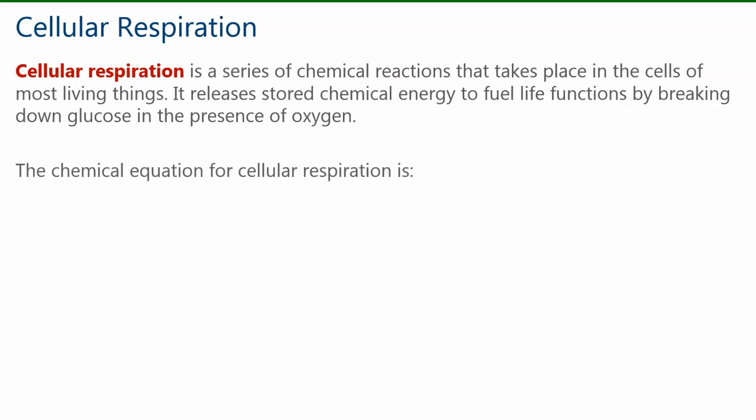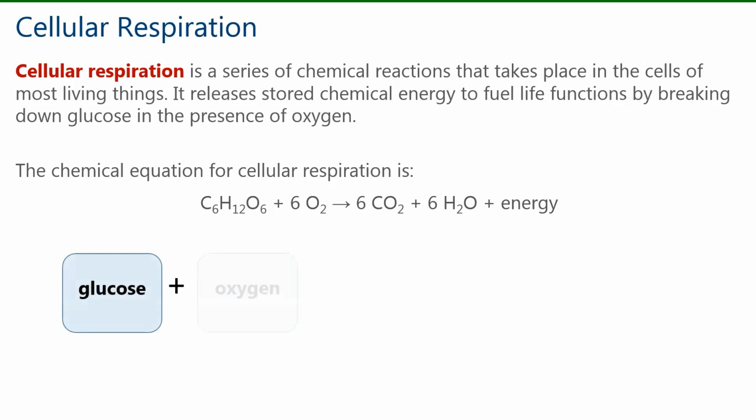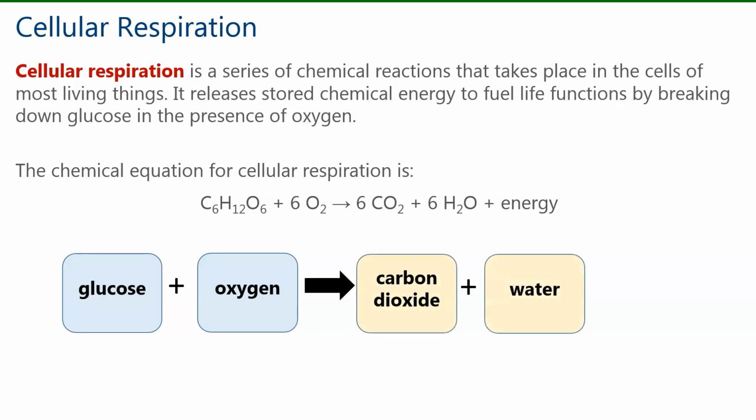The chemical equation for cellular respiration is C6H12O6, which is glucose, plus 6 O2, 6 oxygen molecules, gives us 6 CO2, 6 carbon dioxide, plus 6 H2O, 6 water, plus energy. So our inputs are glucose and oxygen, and our products of cellular respiration are carbon dioxide, water, and energy. And that energy is needed to fuel life functions.